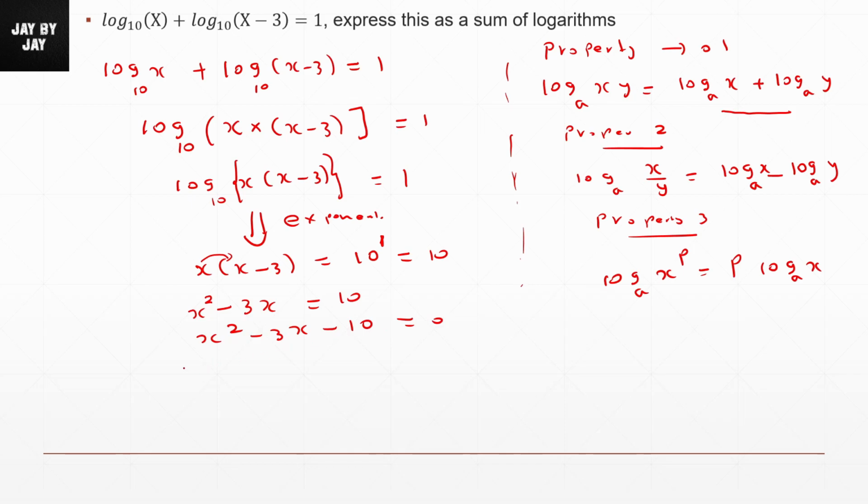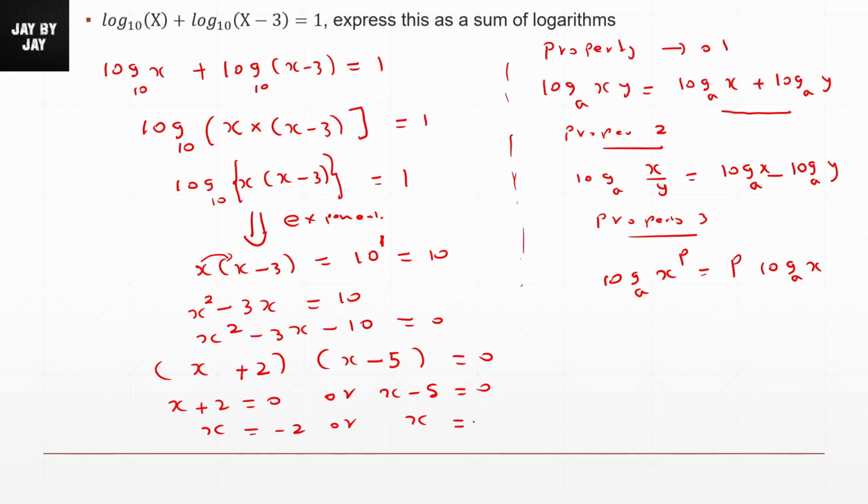We need to factorize this one. What are the factors we will get? We can write x here, x here. How can we make the minus 10? We can make the minus 10 with plus 2 and minus 5. As you can see, 2x and minus 5x give us the minus 3x here. So what are the values? x plus 2 equals 0, or x minus 5 equals 0. Here we will get x equals minus 2, or x equals plus 5.